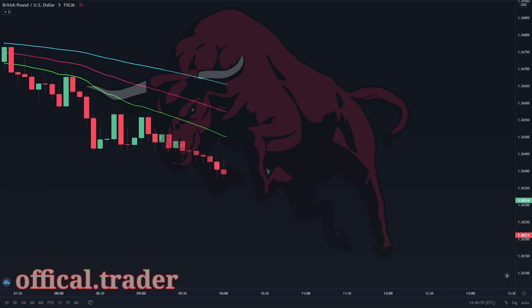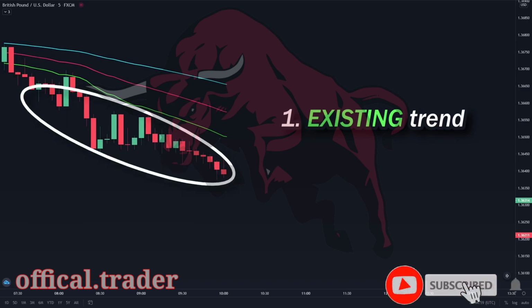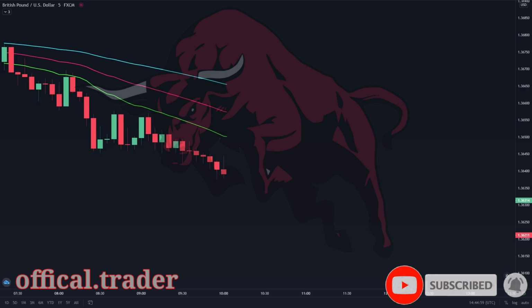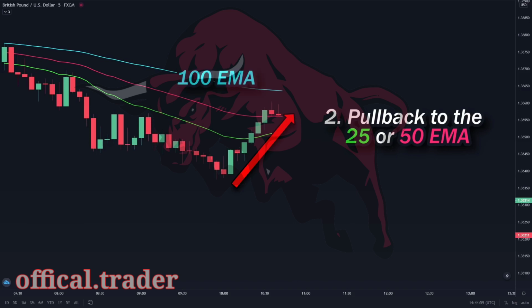In this chart, we can identify an existing downtrend, as shown by all three EMA heading downwards, while all the candles are below the EMA. Next, we are waiting for a pullback towards the 25 or 50 EMA. And remember, the pullback must not overlap the 100 EMA.